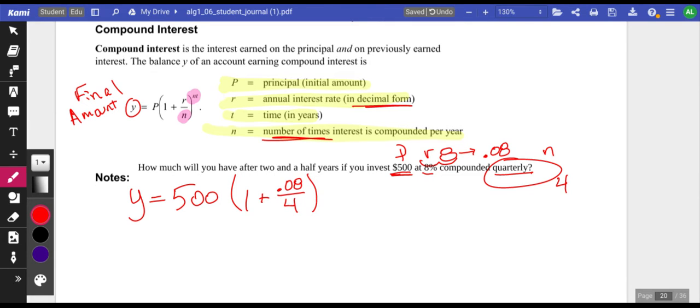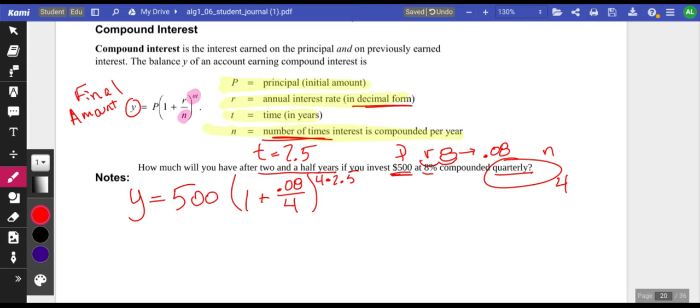And then my exponent, I have N times T. So N is 4. Oh, and I didn't come up with my T. 2.5 years. All sorts of fun numbers. So my T is going to be 2.5. Okay, so 4 times 2.5. All right, so I've got a ton of stuff I can do to kind of simplify this and give myself some nicer numbers here.